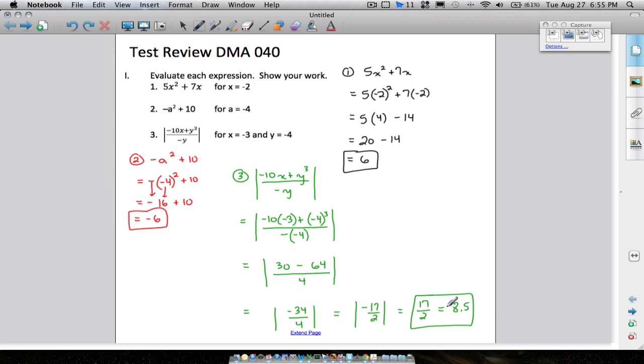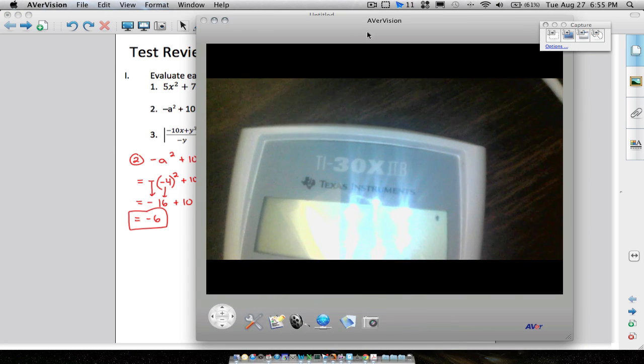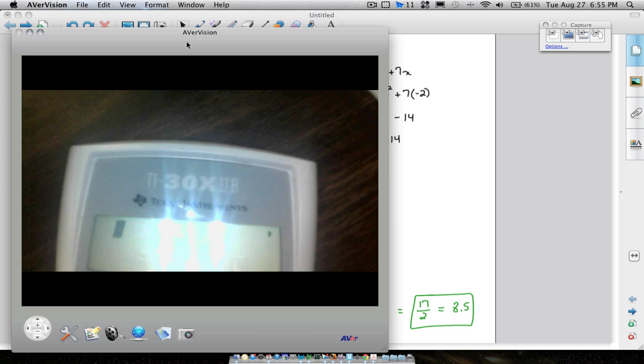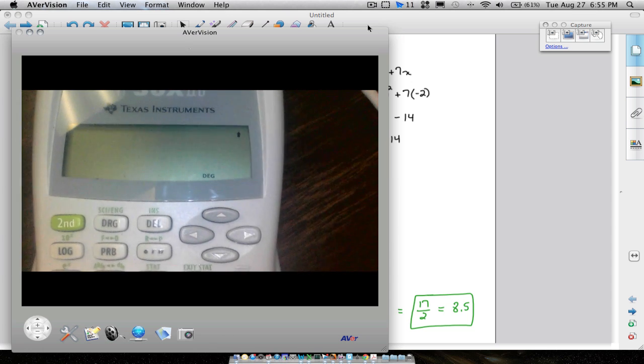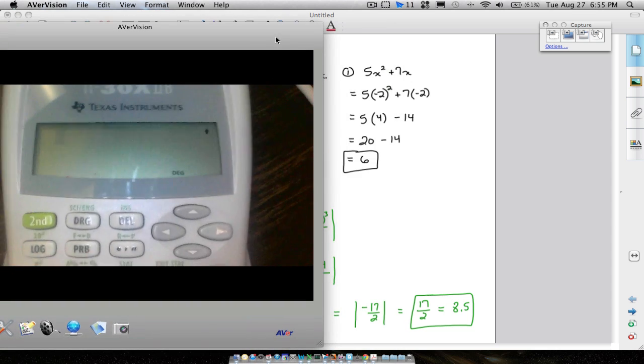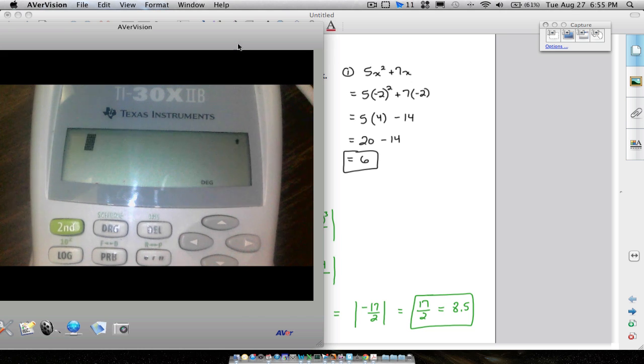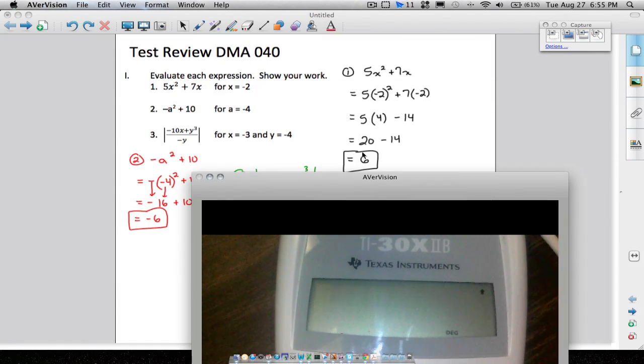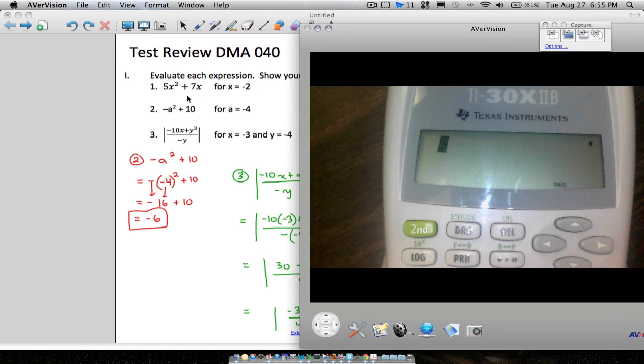Let's check these real fast in the calculator. Checking that first one. See if I can make it fit. There we go. All right, so we're looking at this one right here, 5x squared plus 7x. We should get an answer of 6. And I'm just going to look back here at the problem and make sure I plug the right number in using the original problem. So it looks something like this when you type it into the calculator. 5 times negative 2 squared plus 7 times negative 2. And you do get 6.